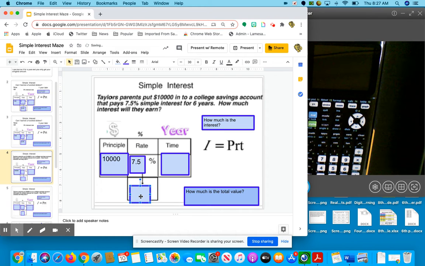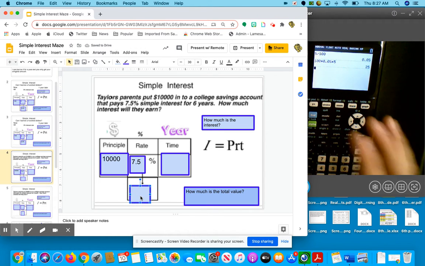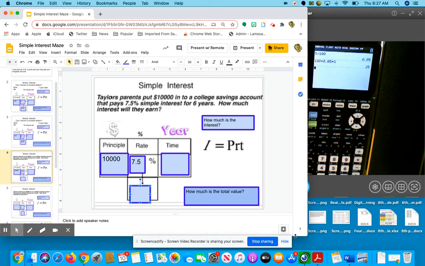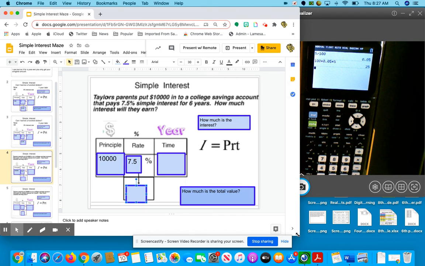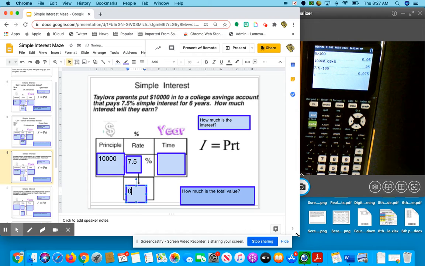7.5%. And so what do we got to do to change that percent to a decimal? We're going to take 7.5 divided by 100, and it gives us 0.075. Okay. Remember, I'm going to use this one. That's why this box is down here, to remind us that we got to convert it. And then it looks like it says for 6 years.